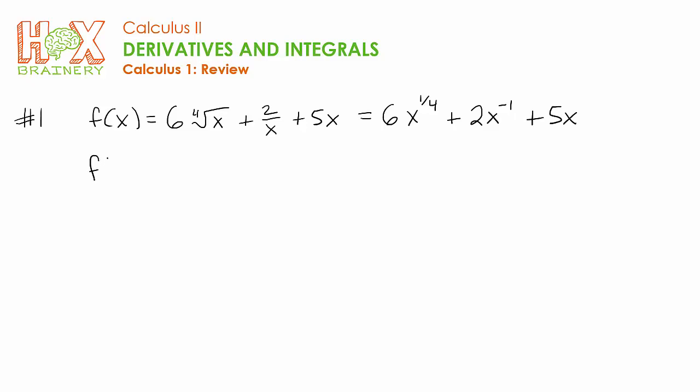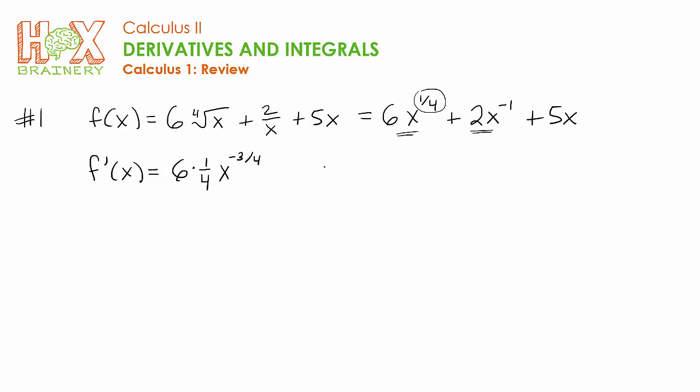So when we take the derivative, we're going to write f prime of x, and this is going to equal 6. And then when I'm taking the derivative of this first term, I'm going to use power rule, so I'm bringing down the 1/4 of the x, and then I have to subtract 1 from the exponent. So 1/4 minus 1 is going to give me -3/4. That's the new exponent on x.